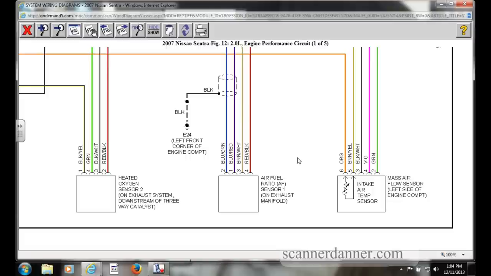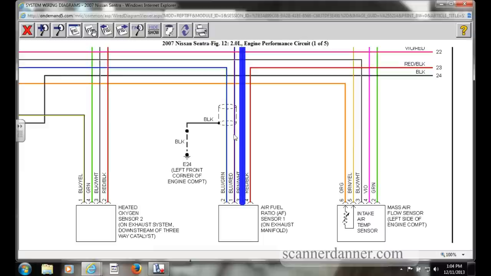Okay, so some more clues for you guys as we go here. Our shielded circuit, do you see the dotted line right here and then the shield? That is, sorry, this dotted line is a shield.